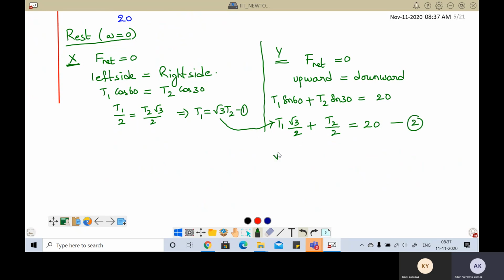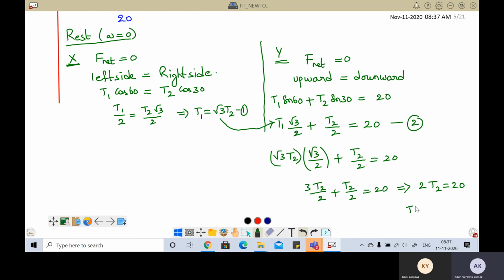Now I can substitute T1 here. So root 3 T2 into root 3 by 2 plus T2 by 2 equals 20. Root 3 into root 3 is 3. So 3 T2 by 2 plus T2 by 2 equals 20, which implies 4 T2 by 2, that means 2 T2, equals 20. So T2 is equal to 10 newtons. Once you get T2, T1 is 10 root 3, because T1 is root 3 times T2. That's how we find T1 and T2.